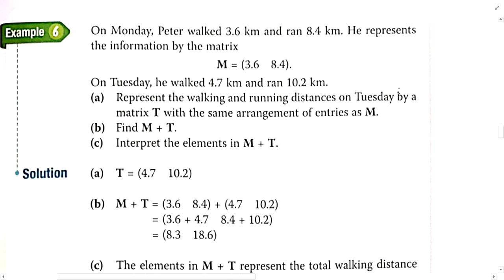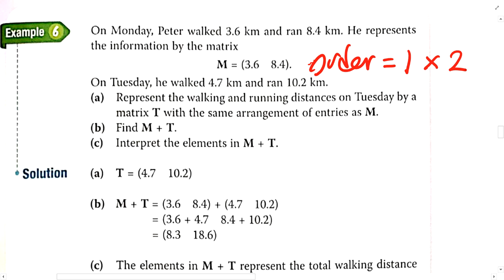Okay, now, example number 6. This time, these are more common types of questions that we can see. They usually give you a story behind it. So on Monday, Peter walked 3.6 km, ran 8.4 km. Okay, there's a difference. One is walk, the other is run. So this is given by the matrix. What is the order of this matrix? How many by how many? 1 by 2. 1 row, 2 columns.